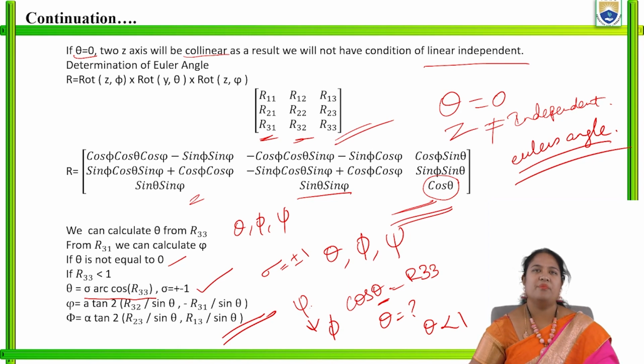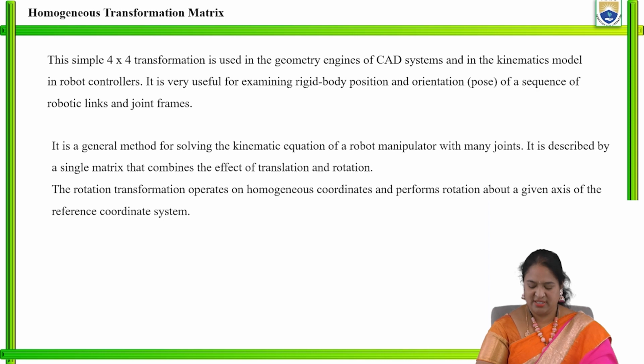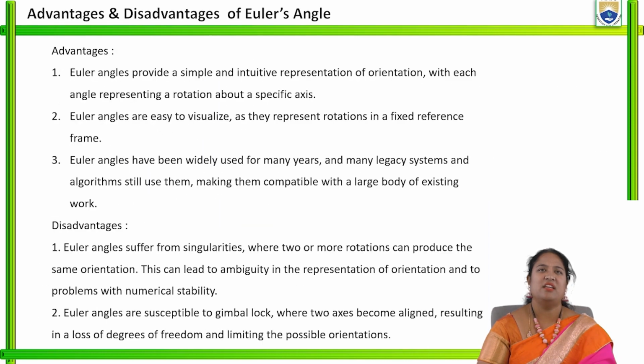Next, moving on to the homogeneous transformation. What do we mean by homogeneous transformation? What are the applications of this homogeneous transformation? Before we see that, let us first study the advantages and disadvantages of the Euler's angle.